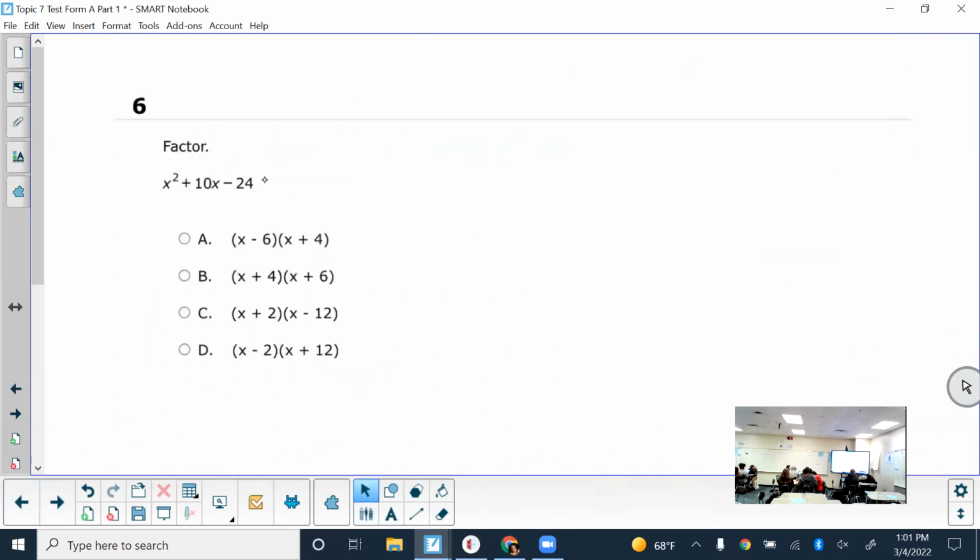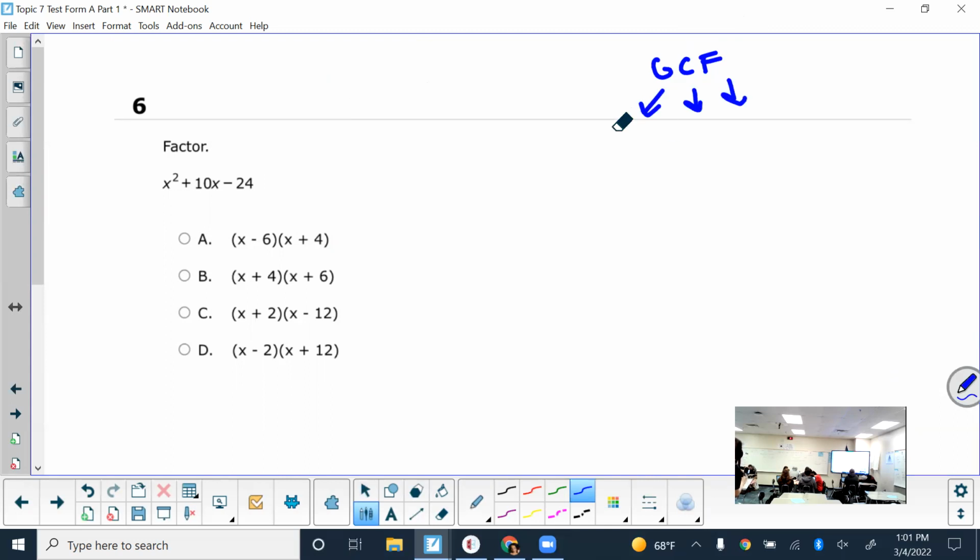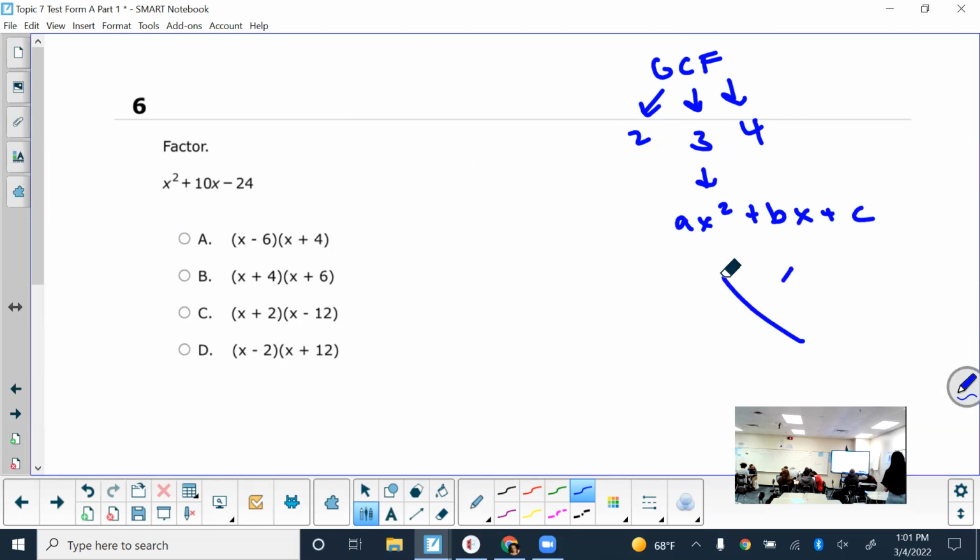All right, so number 6 on part 1, you check for a GCF first. Is there one? No, so after checking for a GCF, then you count the number of terms. How many terms do I have? And is it in that form that we said is factorable? Yeah. So what method do we use? The diamond method. So A times C on the top, B on the bottom.